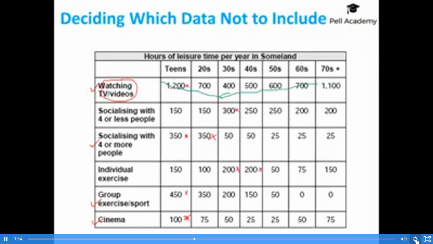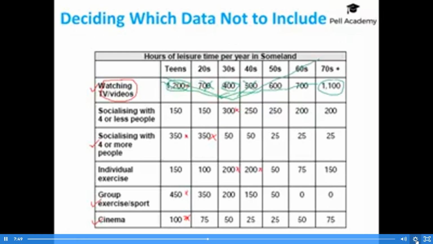So when I'm looking at this, what I'm thinking is I'm going to have to include the number for teens, the number for people 70 years of age and older, and I'm going to include the number for people in their 30s because of that spike. The numbers decrease as age goes up until the 30s, and then start to increase again until people are in their 70s. So those would be the 3 pieces of data I would include for this category.